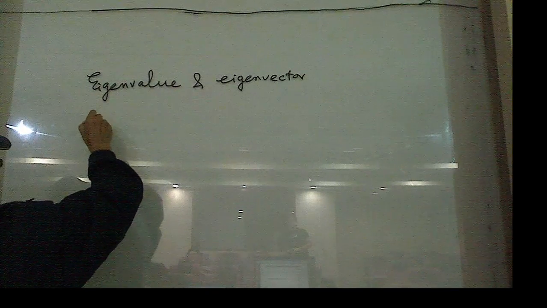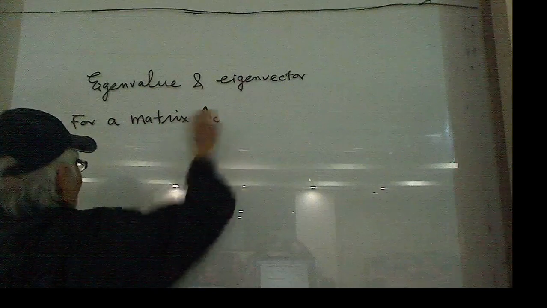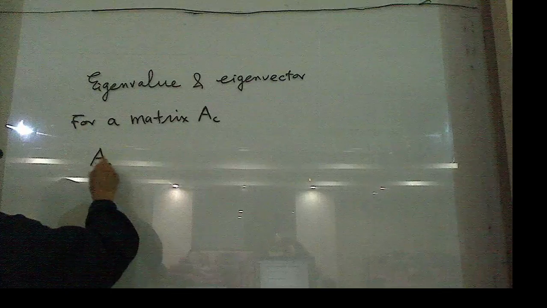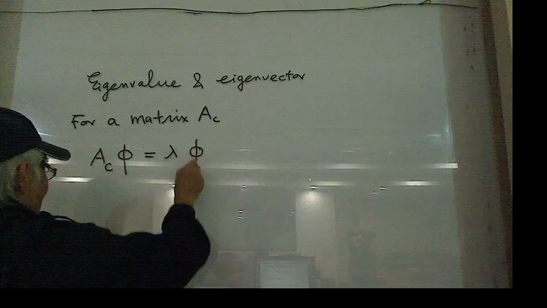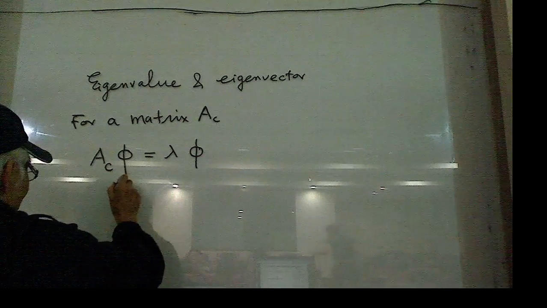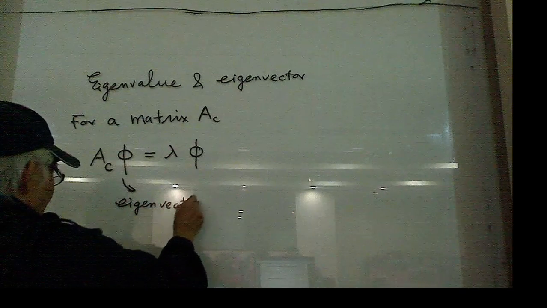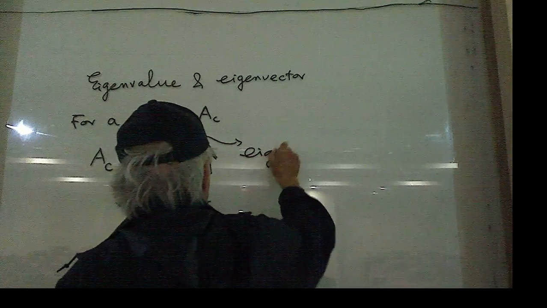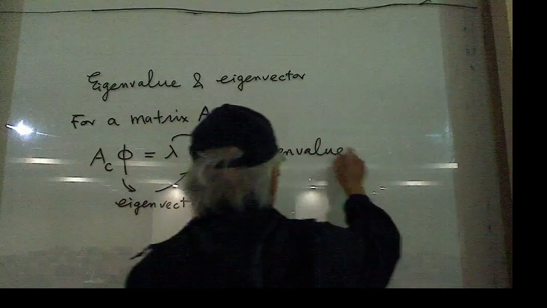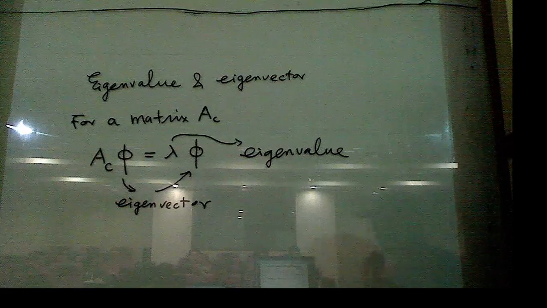Alright. Eigenvectors for a matrix A, for example, A times phi equal to lambda phi. That's a matrix, and this is what we call the eigenvector, and this is what we call the eigenvalue. So that's the definition of eigenvector and eigenvalue.